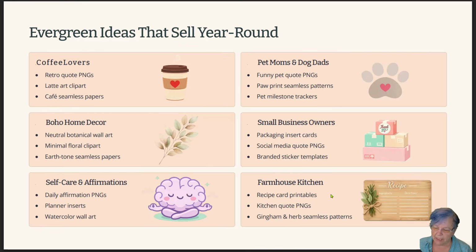And then farmhouse kitchen, that's usually always popular: recipe card printables, kitchen quote designs, gingham and herb style seamless patterns. Those are always popular too.